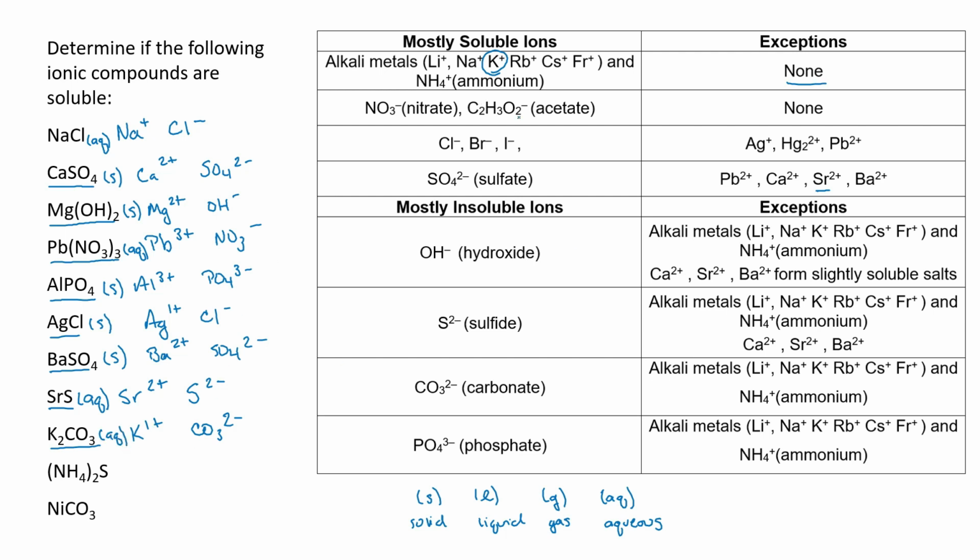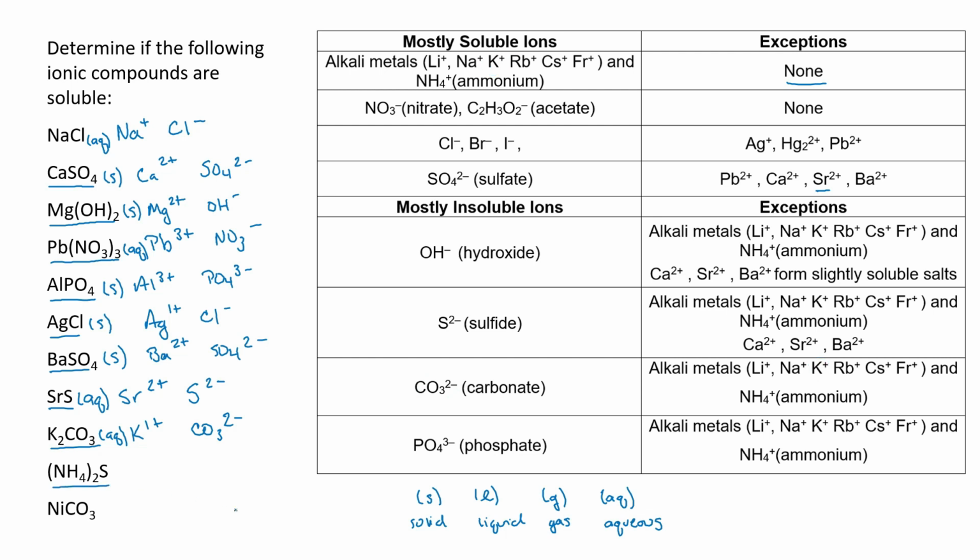Now, if you wanted to, you could also find carbonate. So you can find carbonate down here. It is under the insoluble salts. But if you look at the exceptions, there is potassium right there as one of our exceptions, meaning this carbonate is not insoluble. It is soluble.